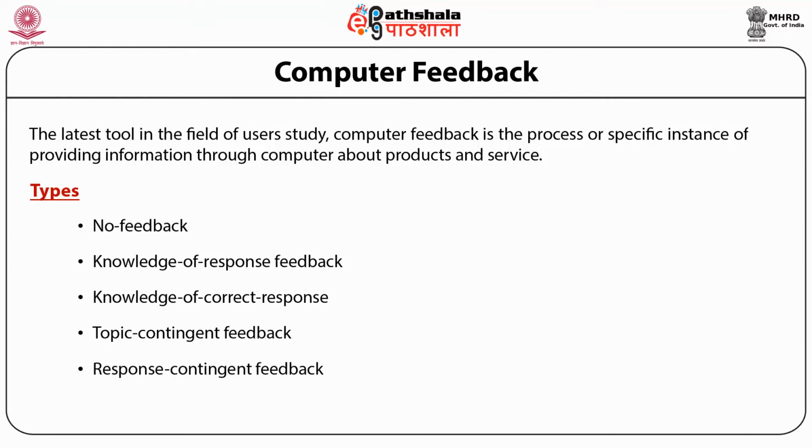Through this, users' responses can be obtained about the correct and incorrect status of each question, along with a paragraph of information from where the correct answer can be found. Number five, response contingent feedback, addresses the correct and incorrect status of each question along with an explanation of the selected responses and the correct response.